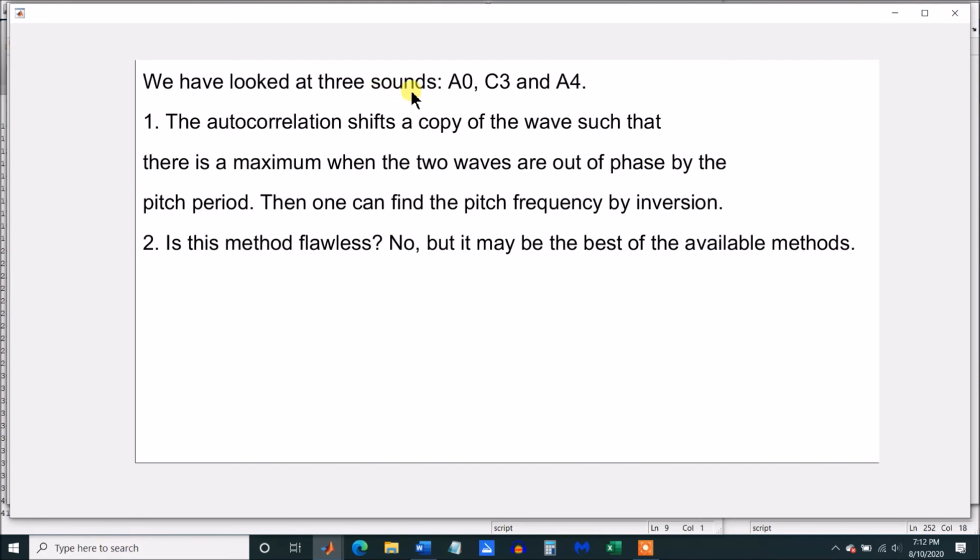Okay, we've looked at three waves. We've shown that the autocorrelation shifts a copy of the wave such that there is a maximum when the two waves are out of phase by the pitch period. When that happens, you can get the pitch frequency by inversion. Now, I'm not claiming this method is flawless, but it appears to be probably the best of the available methods.